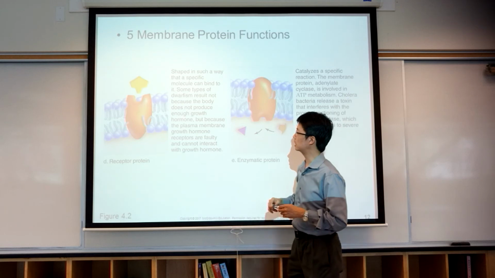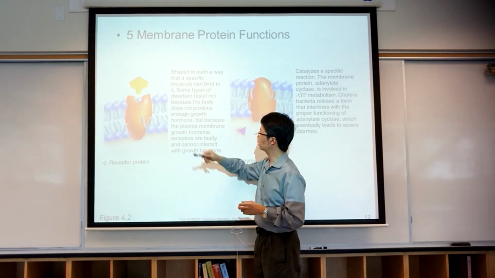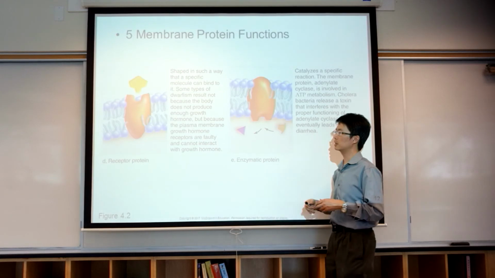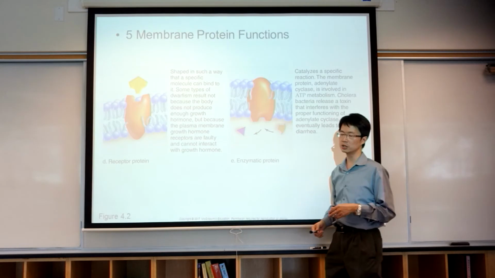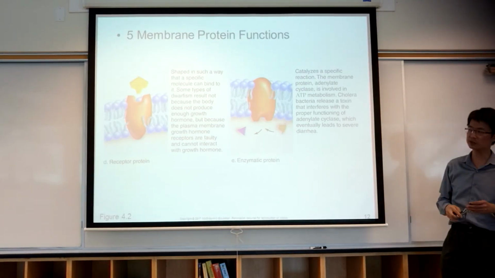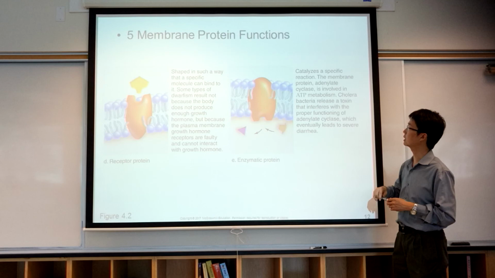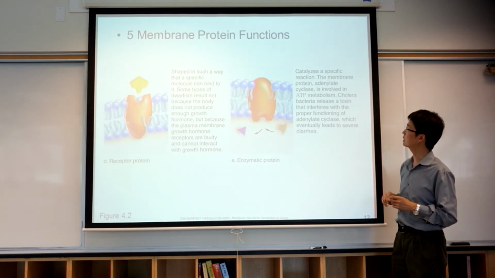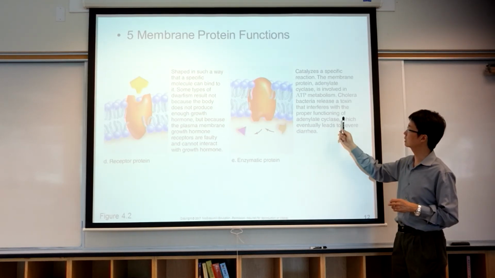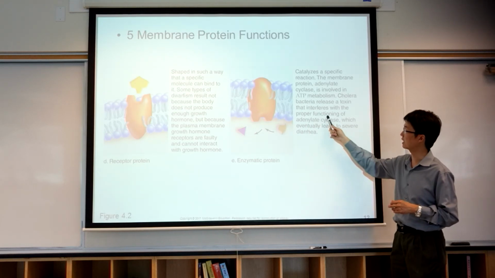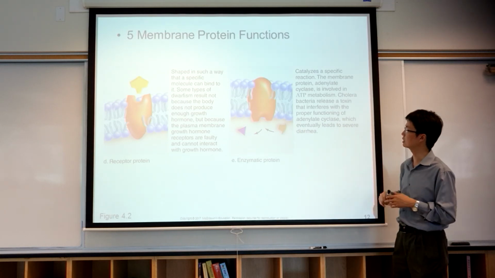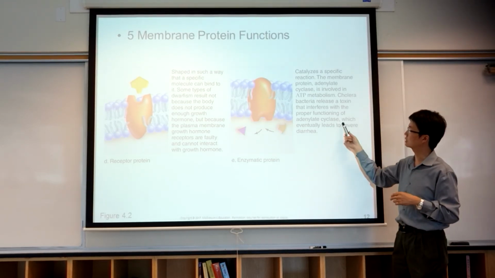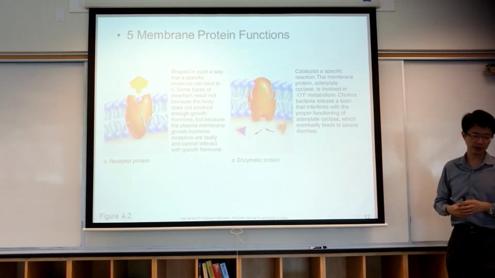Then the receptor protein, I told you that a hormone or neurotransmitter can bind to it so that it can trigger some downstream cascade, a downstream chemical reaction, to bring changes to the cell. And then enzymatic protein. The example is ATP synthase. In here, it gives you another one, called adenylate cyclase, where the cholera bacteria will release a toxin to inhibit or interfere with this adenylate cyclase protein to affect the downstream signaling.